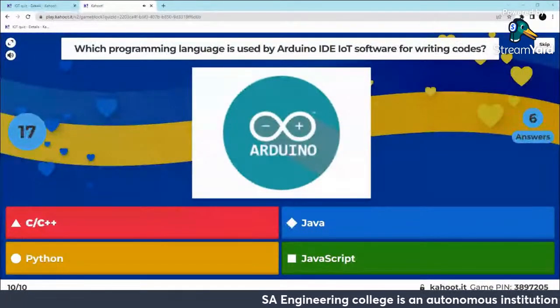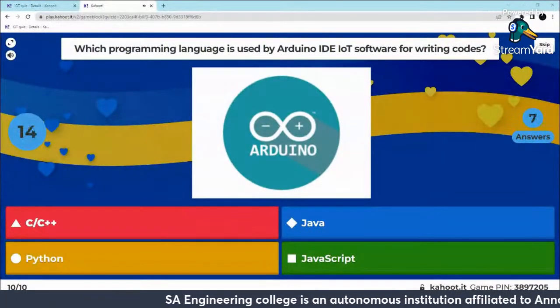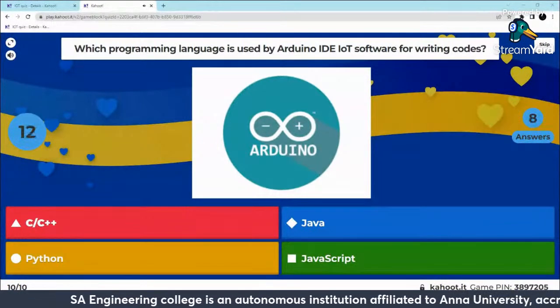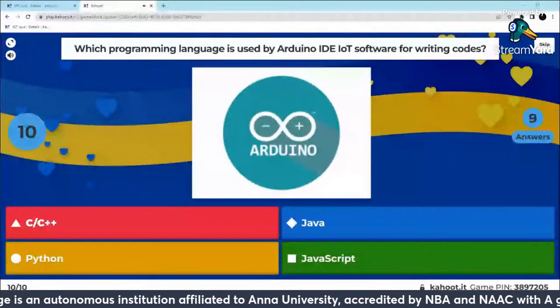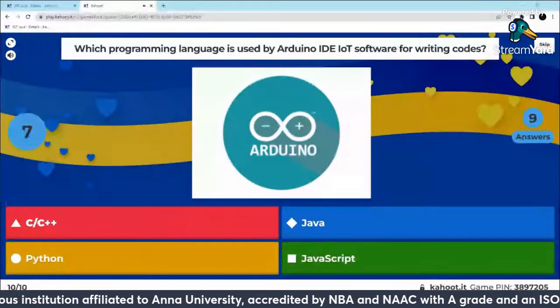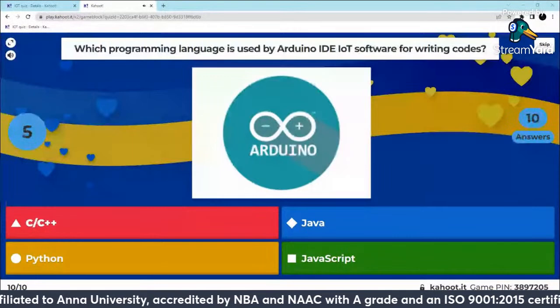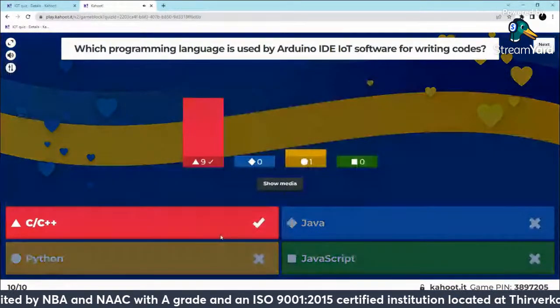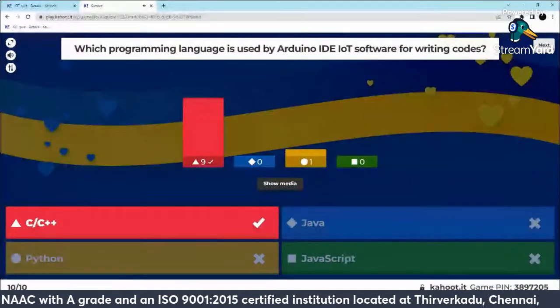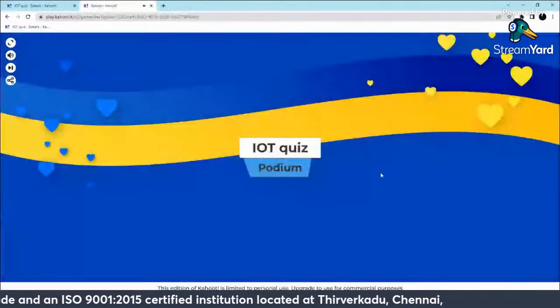Come on, we have six of them answered for it. Wow, that's great. And we have about 10 seconds left with us. Come on, guys, make it faster. Okay, we have all the 10 answered for it. Let us see the answer. C, C++. That's great. So let us see who is on the top of the podium.